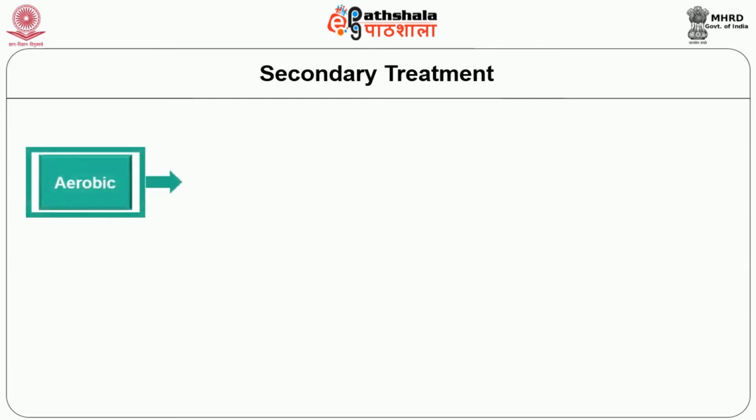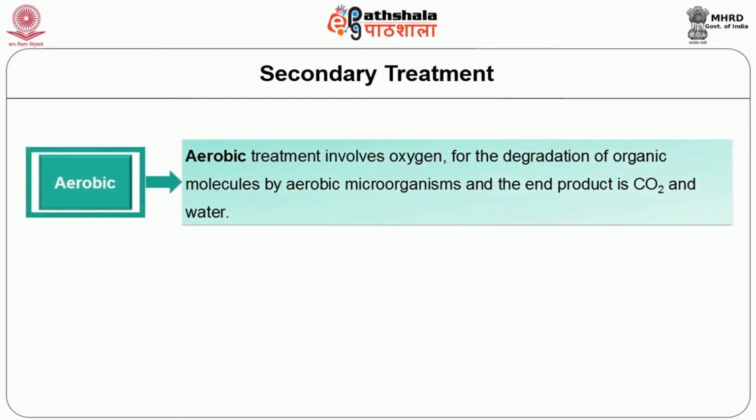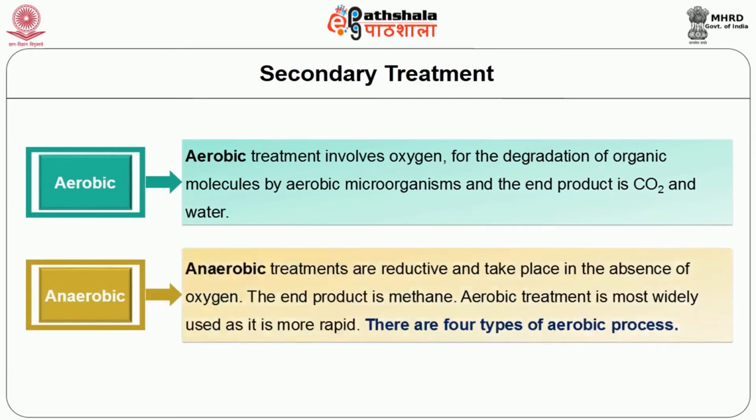There are two types of secondary treatments. They are aerobic and anaerobic. Aerobic treatment involves oxygen for the degradation of organic molecules by aerobic microorganisms, and the end products are carbon dioxide and water. Anaerobic treatments are reductive and take place in the absence of oxygen. The end product is methane. Aerobic treatment is most widely used as it is more rapid.